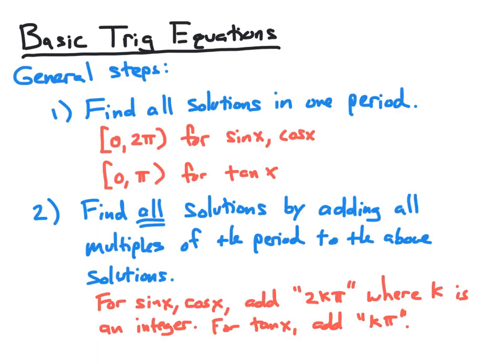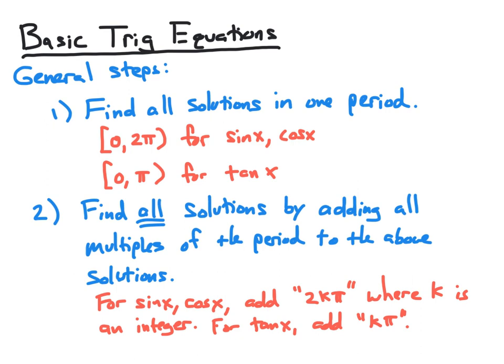The general process for solving a basic trig equation is the following. First, we're going to find all the solutions in one period of the trig function in the equation. If the trig function is sine or cosine, then we know the period is 2 pi, and so we'll look in the interval 0 to 2 pi. This is within one complete rotation around the unit circle. If the trig function is tangent of x, then we're going to look in the interval 0 to pi, because the period for the tangent function is pi and not 2 pi.